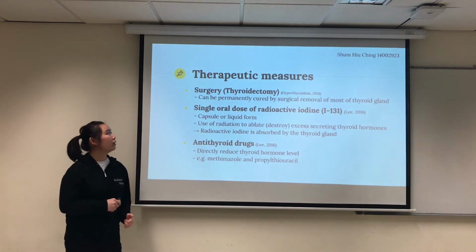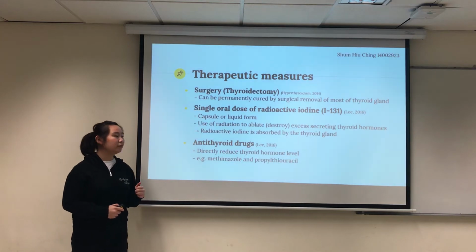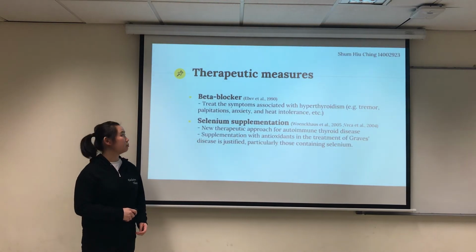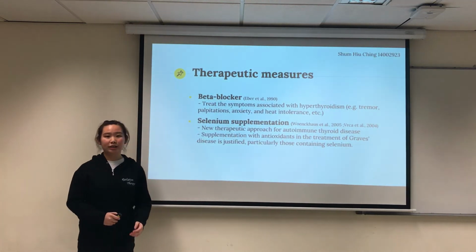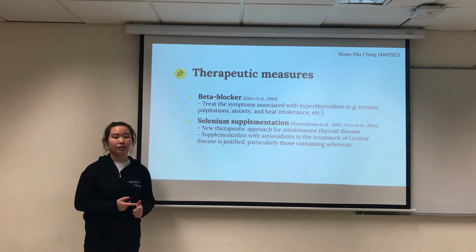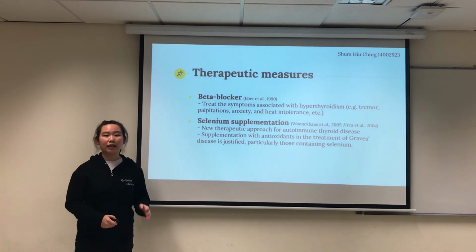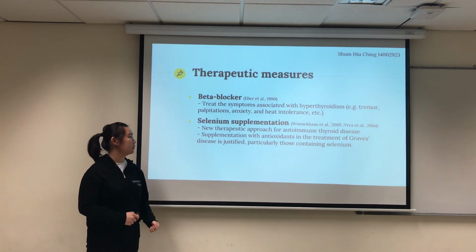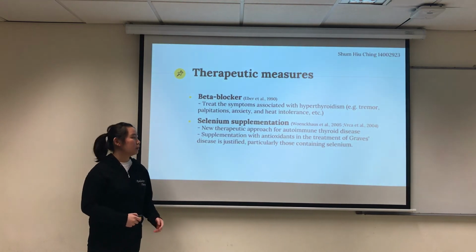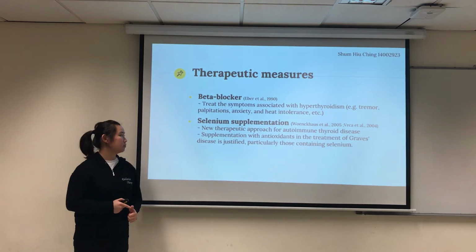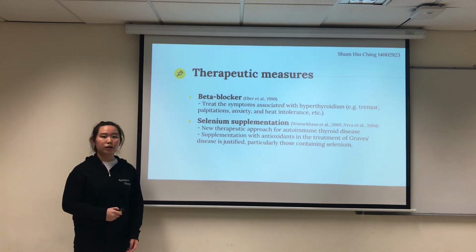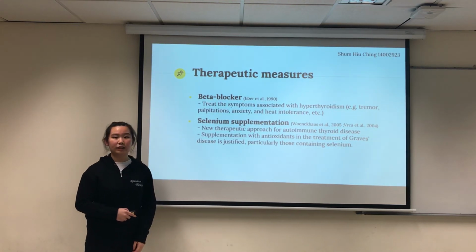Anti-thyroid drugs can be one of the therapeutic measures. They can directly reduce thyroid hormone level, such as methimazole and propylthiouracil. Beta blockers can treat the symptoms associated with hyperthyroidism, such as tremor, palpitation, anxiety, and heat intolerance, but cannot treat the hyperthyroidism directly. Selenium supplementation is a new therapeutic approach for autoimmune thyroid disease, which is Graves' disease. Supplementation with antioxidants in the treatment of Graves' disease is justified, particularly those containing selenium.